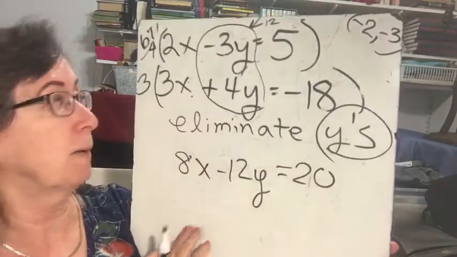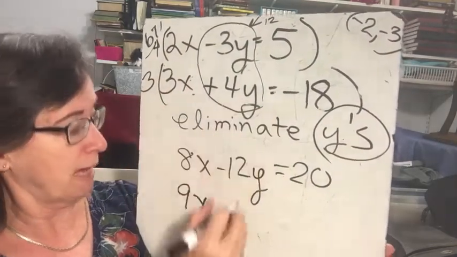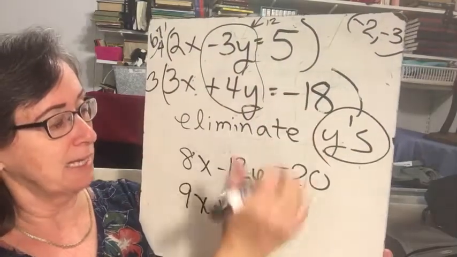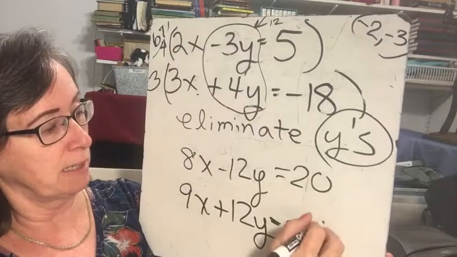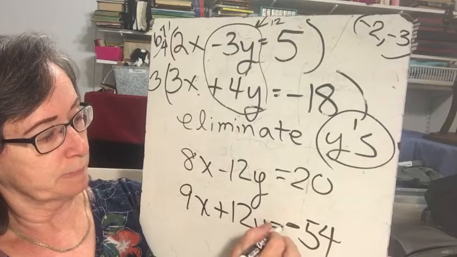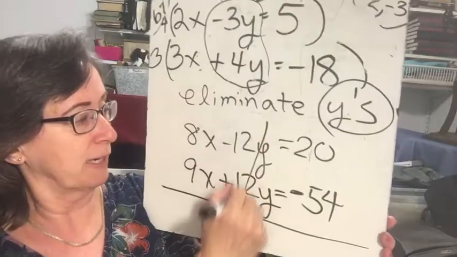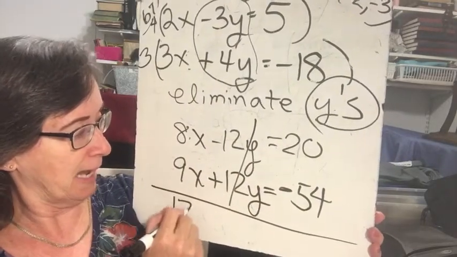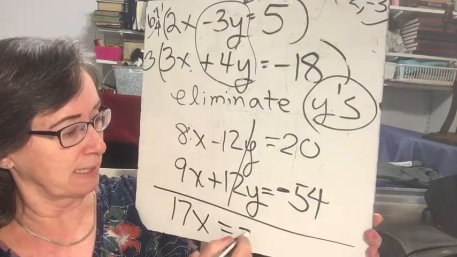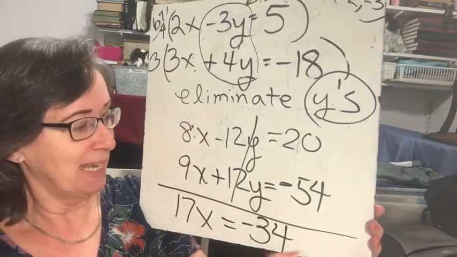Then we do the second equation. 3 times 3x is 9x. 3 times 4y is 12y. 3 times a negative 18. 3 times 8 is 24. Carry the 2, negative 54. Notice we have a negative and a positive 12y. Those are going to cancel. And we get a 17x equals 20 minus 54 is a negative 34. And negative 34 divided by 17 is a negative 2.